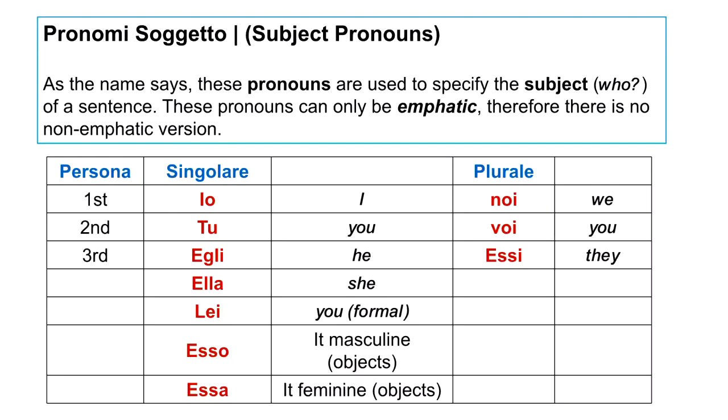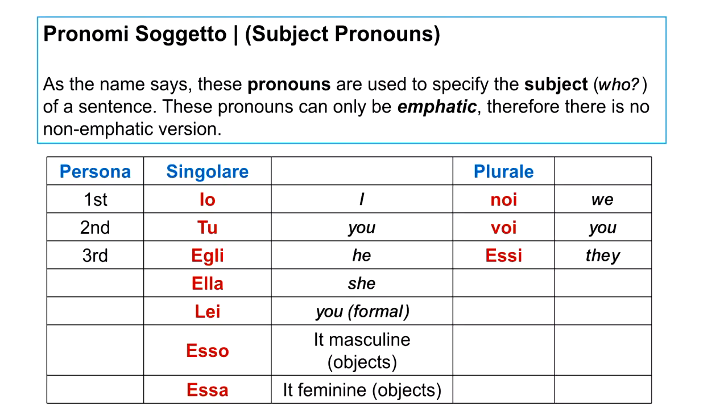Now this, again, is a courtesy, a formal way of addressing a person. If you're speaking to some guy or girl who is the same age as you, you would use the pronoun tu. So you would say, dove abiti? Where do you live? Tu, dove abiti? Okay? So, io, tu, egli, ella. Lei is for formal. Okay?